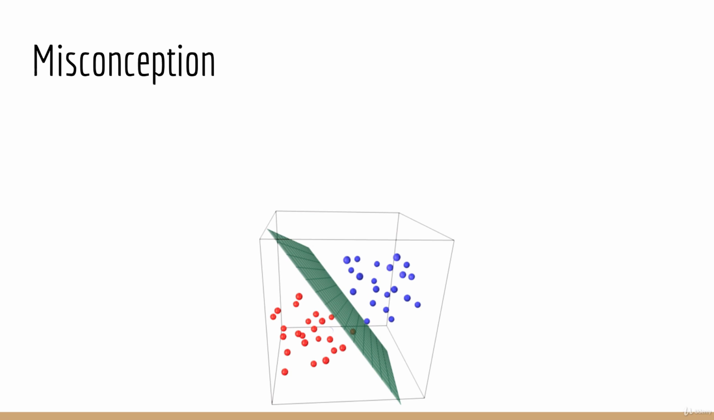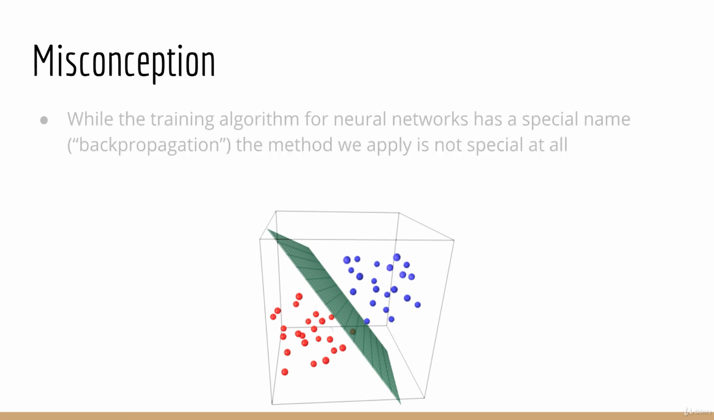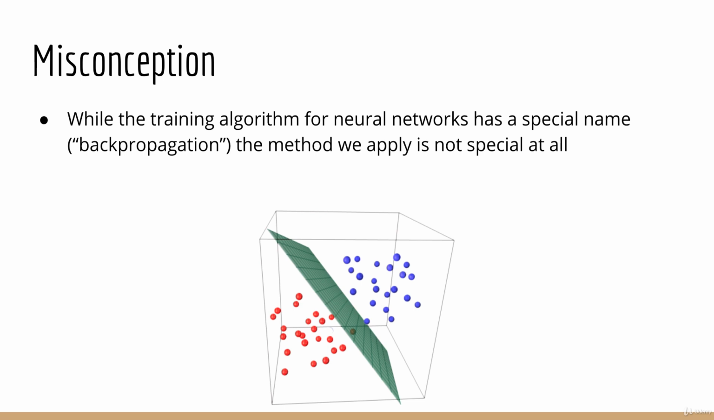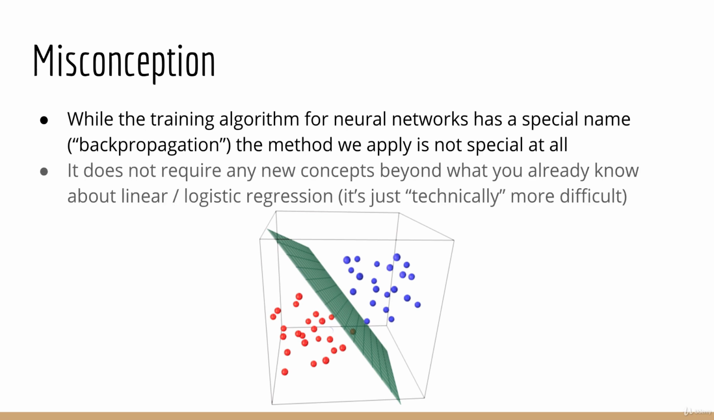At this point, I want to make something very clear, which is a common misconception among students who are new to deep learning. While backpropagation is the name we give to neural network training, it is not a special algorithm. In fact, it's very basic, and it doesn't require any new concepts other than what you already know from linear regression and logistic regression. Let me repeat that. When you learn about backpropagation, you're not learning about some new special algorithm. We are just doing the exact same thing that we did to train linear regression and logistic regression.